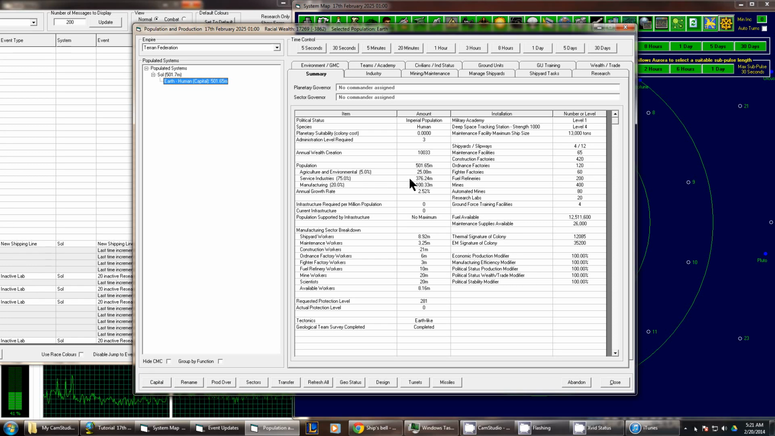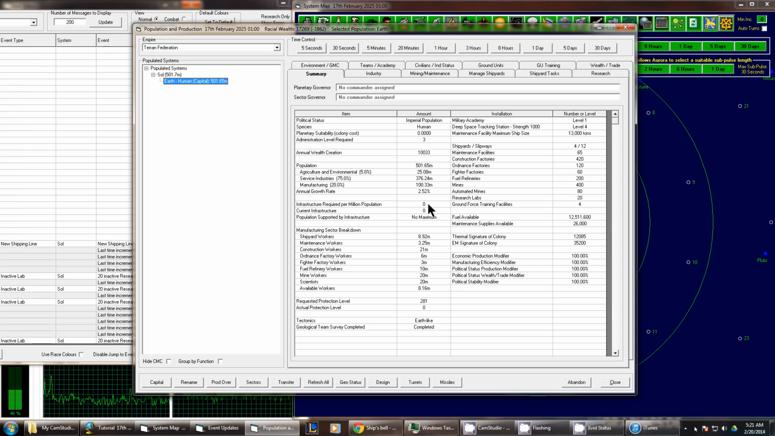Industries basically mean they build the infrastructure for your manufacturing people here. Annual growth rate, how much your population changes in 1 year. So this will go up approximately 12 million in 1 year, plus a little bit more.